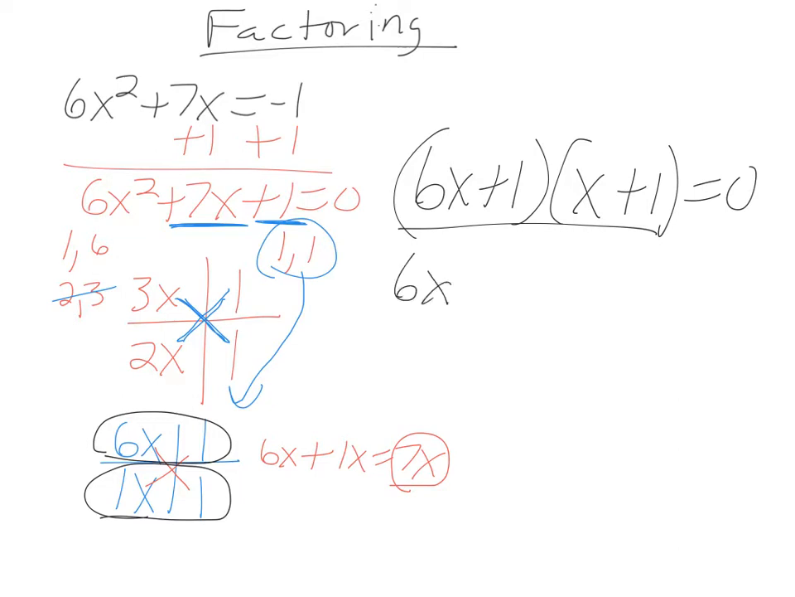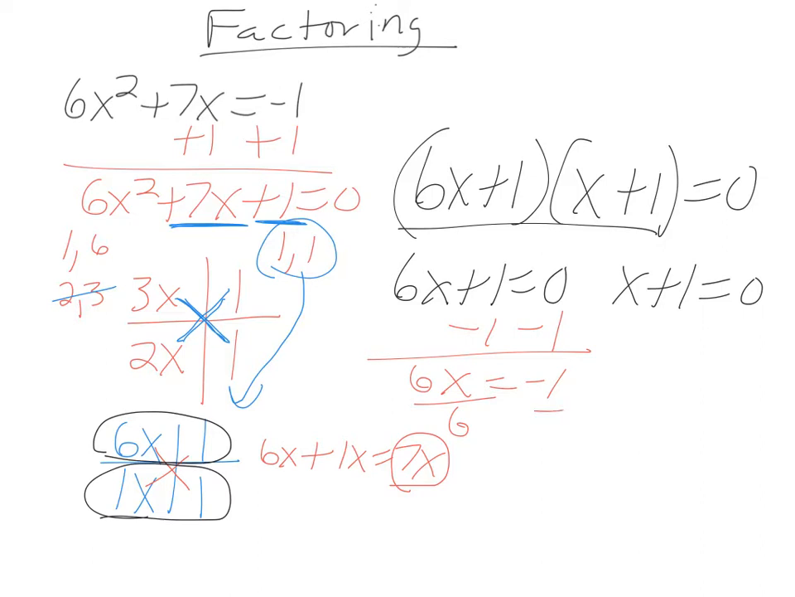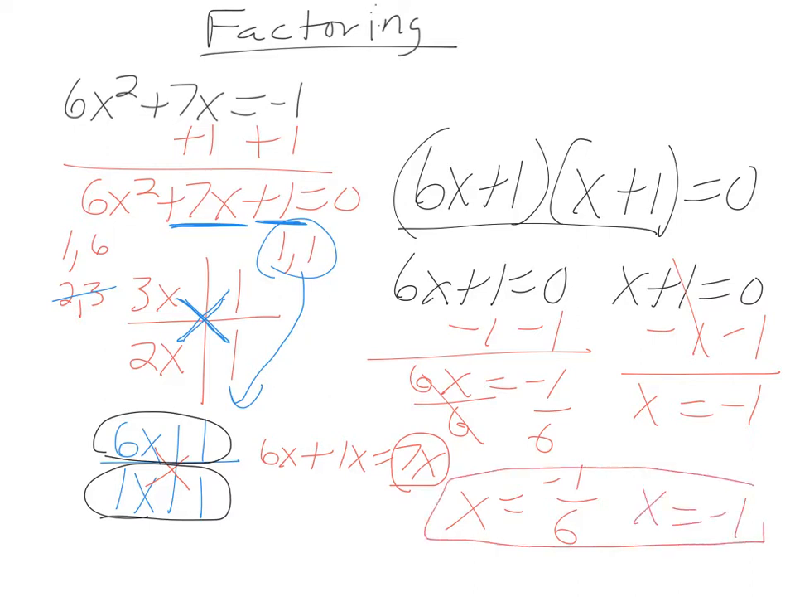Now I take each one of them and set them equal to 0, and then I solve. So I'd have minus 1, 6x equals negative 1, divide by 6, divide by 6. So x equals negative 1/6. And over here, minus 1, x equals 0 minus 1, which is negative 1. So those would be my answers right there.